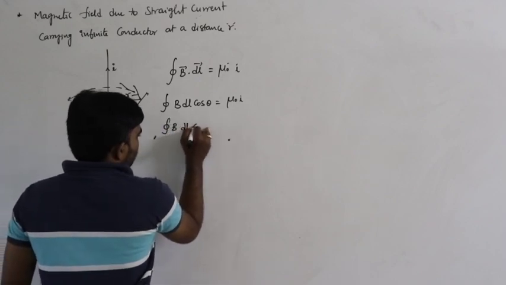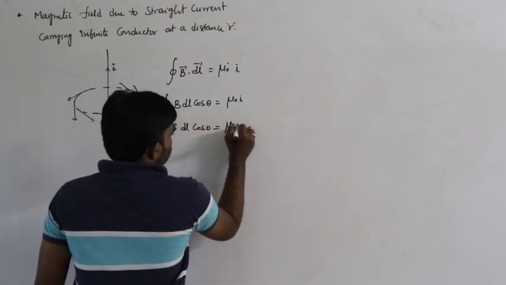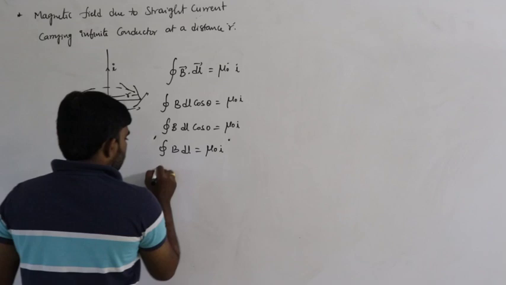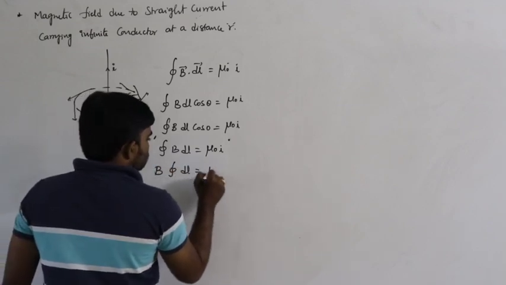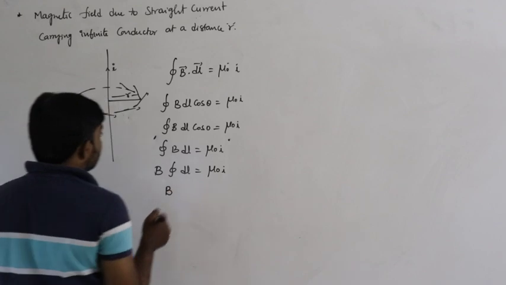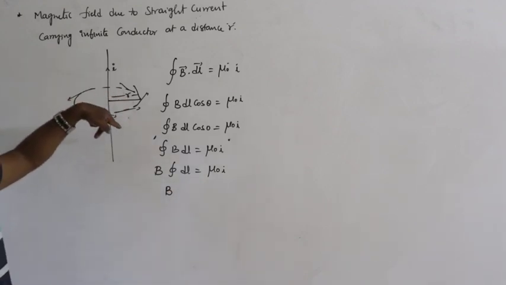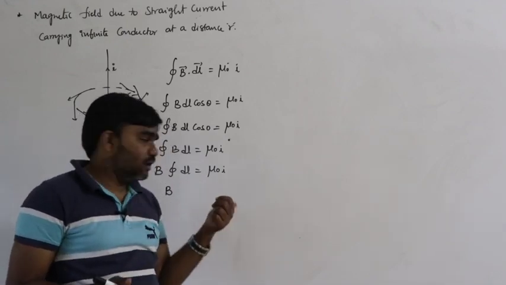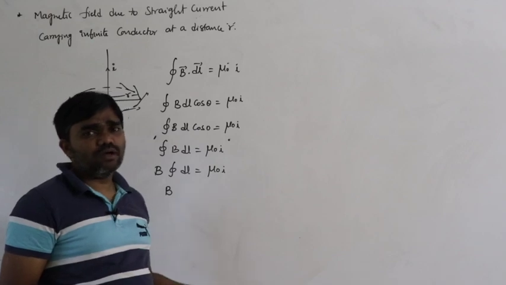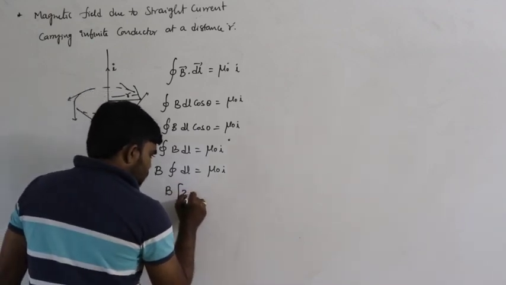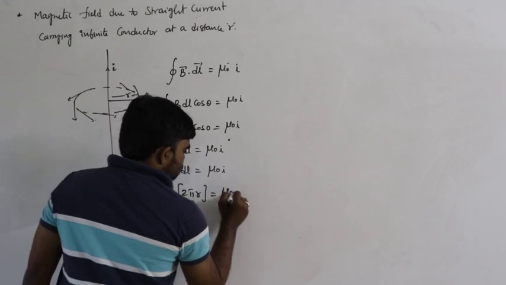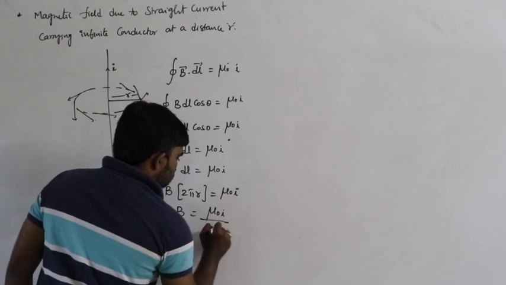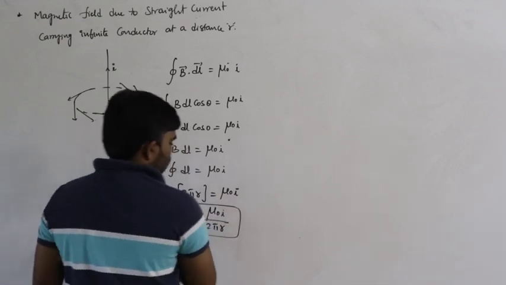Integral of B dl cos 0 is equal to mu naught I. Therefore, integral of B dl is equal to mu naught I. So, B into integral of dl is equal to mu naught I. What is integral of dl? What is the closed path here? A circle of radius r. What is the length of the circle? 2 pi r. Integral of dl is nothing but 2 pi r, so B times 2 pi r is equal to mu naught I. So, B is equal to mu naught I by 2 pi r. That's all.